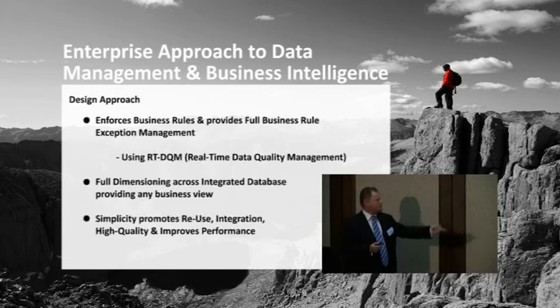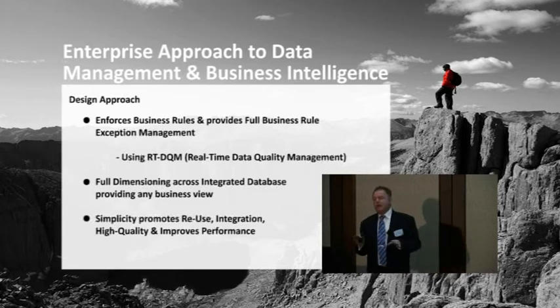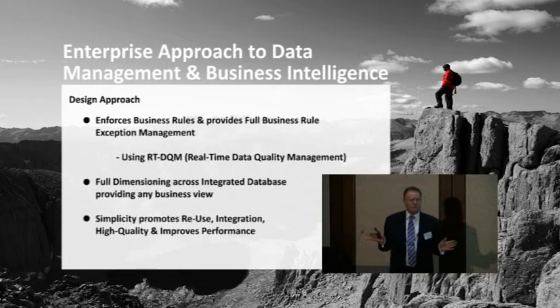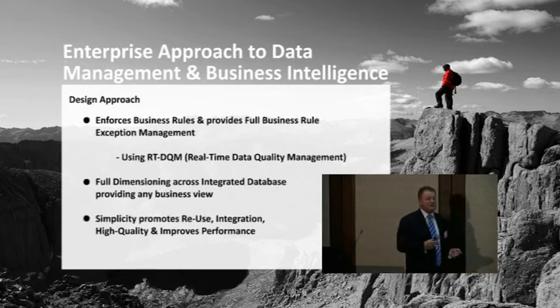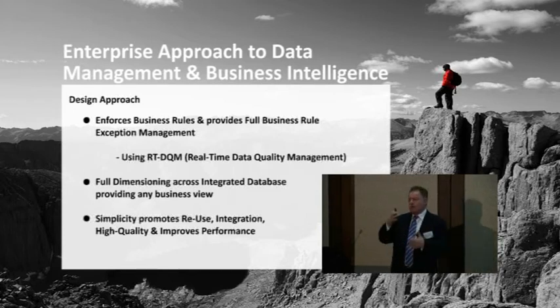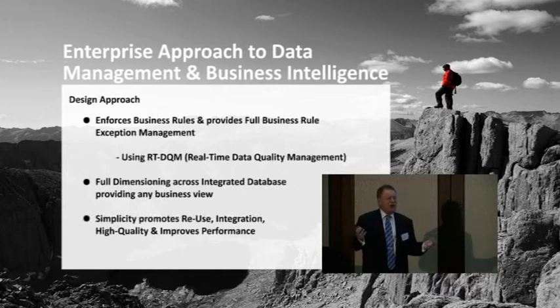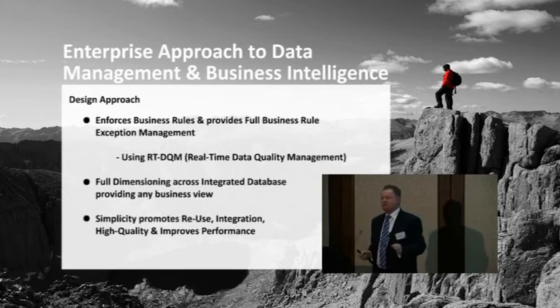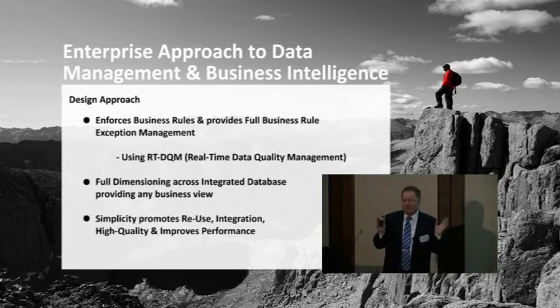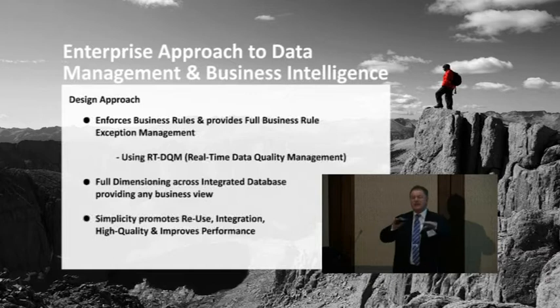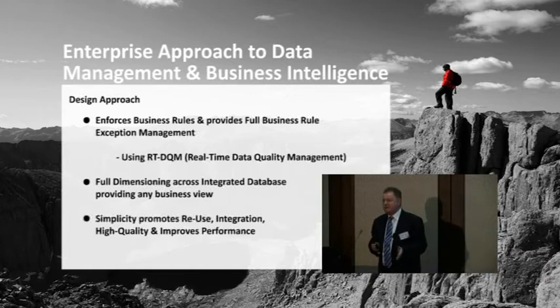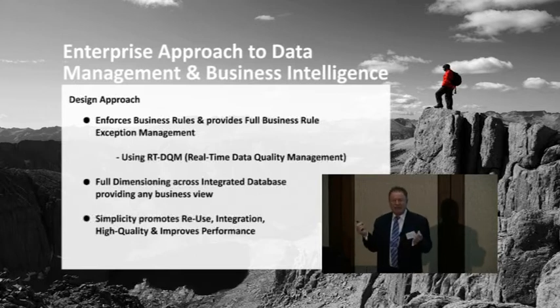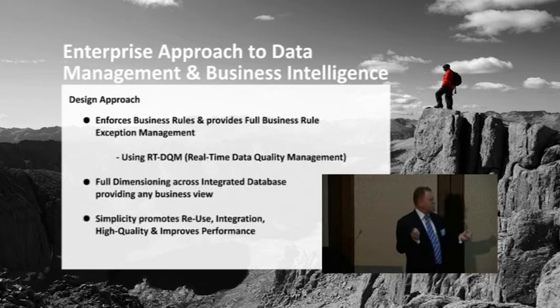We provide full dimensioning across the integrated database, providing any business view. So we use simple techniques like data access path analysis. By analysing all the candidate keys of all the business entity types, we can identify whether an access path is from A to B to C or from A to C, whatever the case may be. And that's preset. The views are created up front. Whether the business require them or not, the data says that that path is a possibility. So we plan for it. So we build the view.